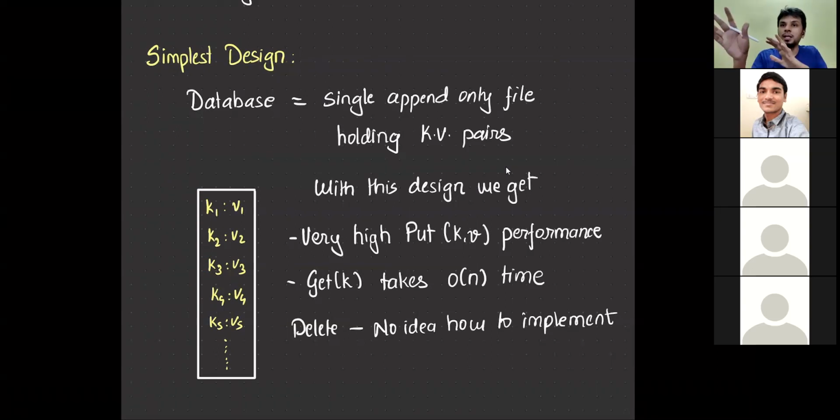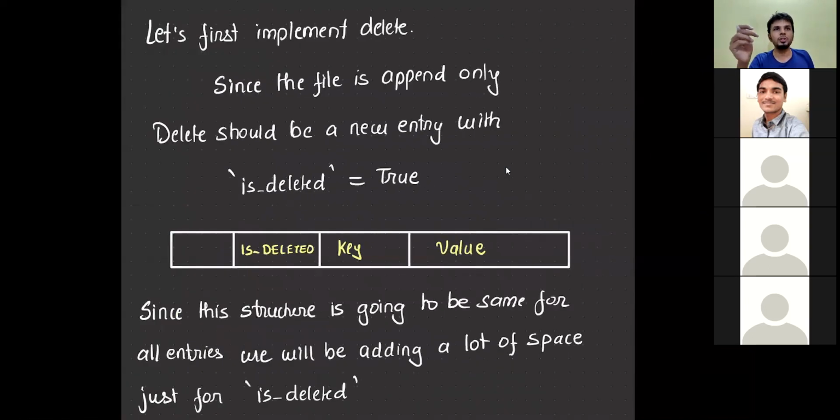Your put is order 1 because it is just appending into the file. Your get is order n. Delete, we don't know yet how we would implement it, because that's a very far-fetched thing. But first, let's solve get and put. Right. But let's see how we can implement delete.